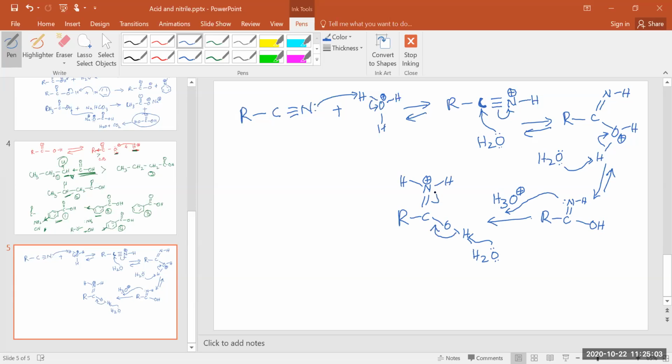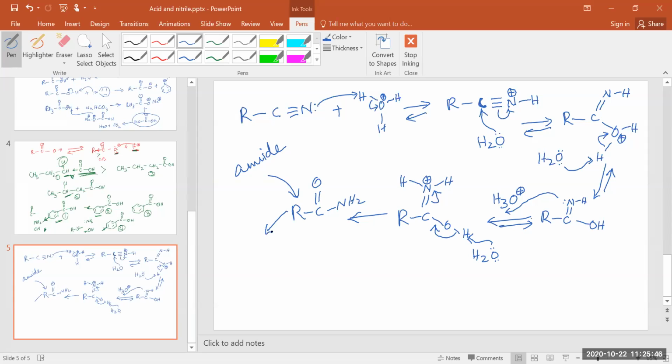You can show this one via the ionic intermediate as well, but you can go directly on this. So this one here, this is the amide intermediate. Okay, amide intermediate forms. This amide intermediate under acidic condition and heating will not stop here. It will further react.